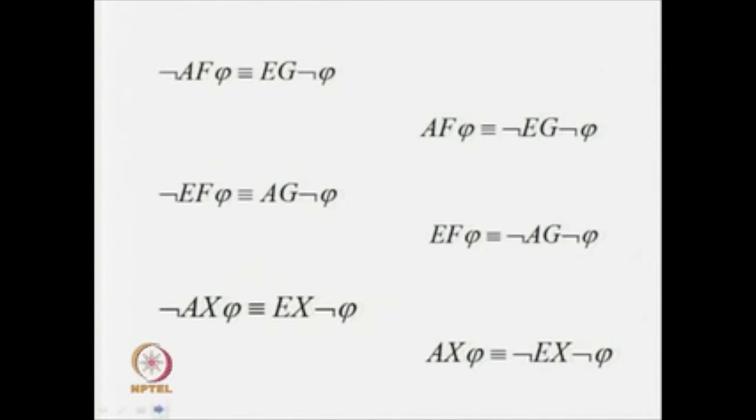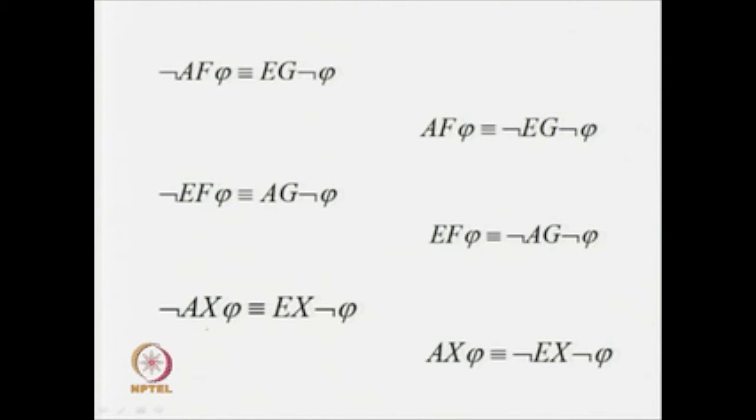So, in a nutshell, we can summarize it like that. This is one equivalence that we have got: not of A F phi is equivalent to E G not of phi. If you take the negation of these two formulas, then we will find that A F phi is equivalent to not of E G not of phi. That means the formula A F can be expressed by E G. Similarly, the second one that we have already seen, not of E F phi is equivalent to A G not of phi. If you take the negation on both sides, E F phi will be equivalent to not of A G not of phi.